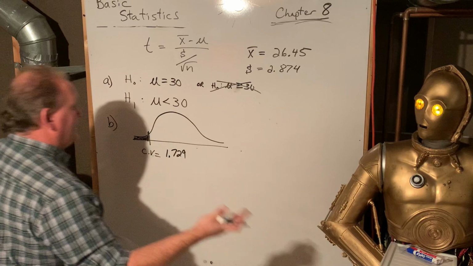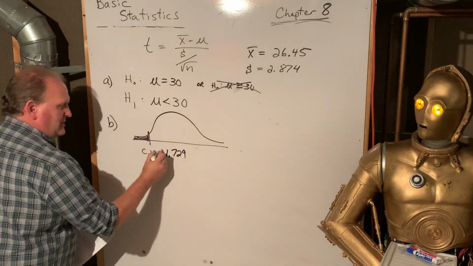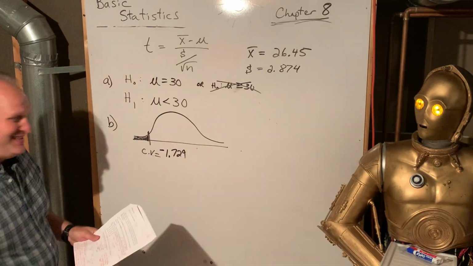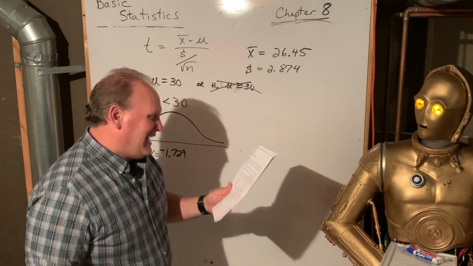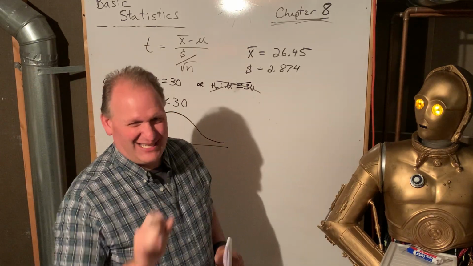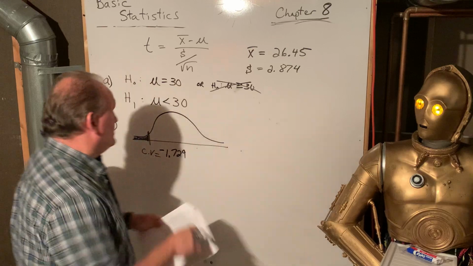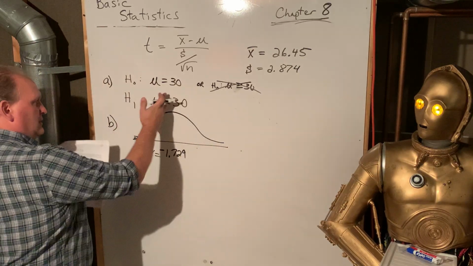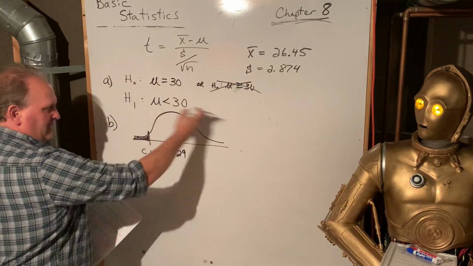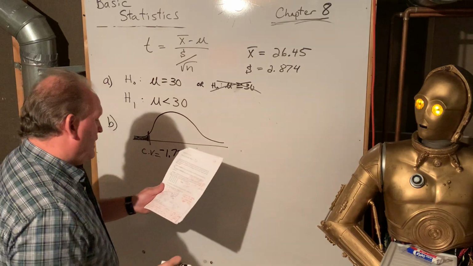Okay, and it is on the low end, so it's actually negative 1.729. Don't forget the little negative in there. I probably wouldn't take that off on a test. I'd probably just put the little negative in there for you. But you really should have it as anything lower than 0 on the normal curve is negative, above 0 is positive.